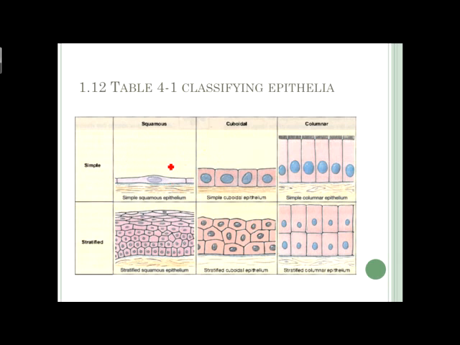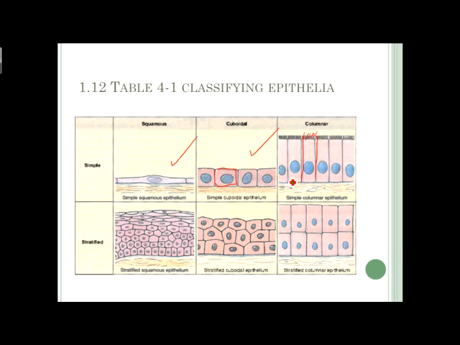And this is our simple. Remember, simple is one cell layer thick. We have squamous, which kind of looks like an egg. Then we have cuboidal, which are kind of squared off. They look like a cube. And then we have columnar, which look like columns. Looks kind of like Bart Simpson up here.